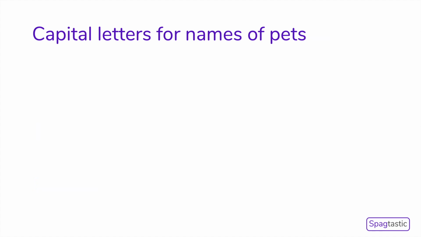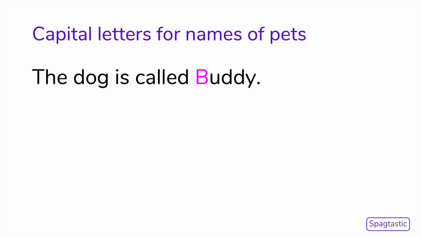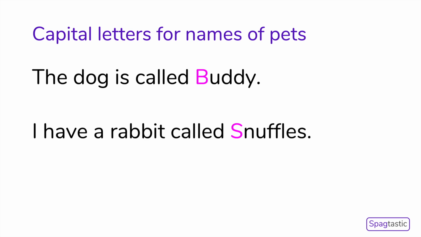We need to use capital letters for pets' names too. In this sentence, the dog is called Buddy. Buddy is the name of the dog, so it needs to begin with a capital B. In our next sentence, I have a rabbit called Snuffles. Snuffles is the name of the rabbit, so it needs to begin with a capital S.